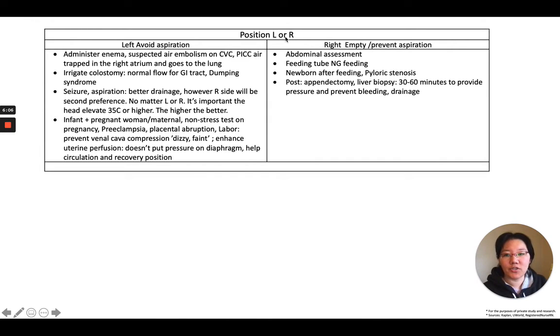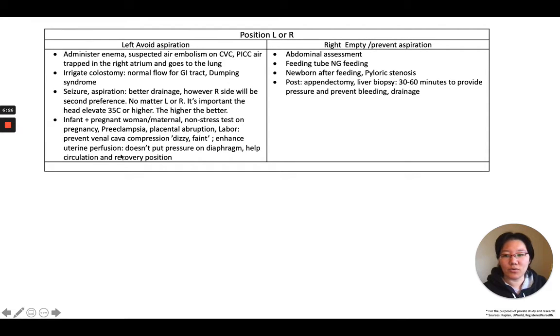So position left or right. There's the left side here, and then there's the right side. Left side is all these conditions. Right side is this one. Left is to avoid aspiration. Right is to empty GI content, as well as prevent aspiration.